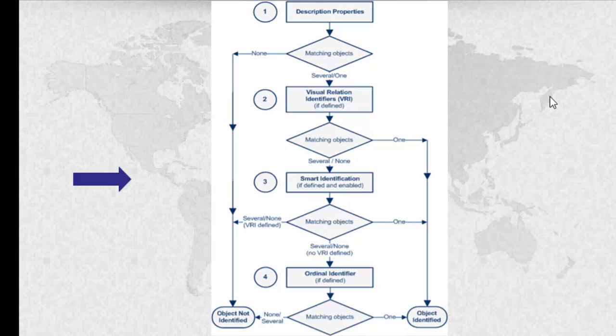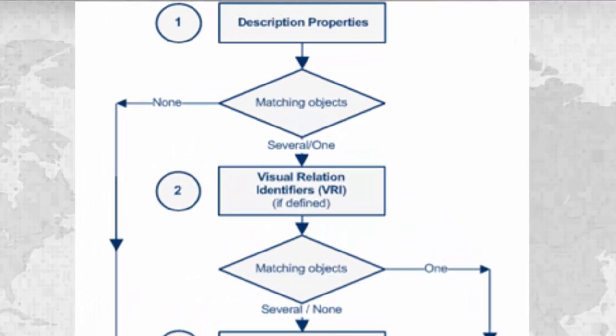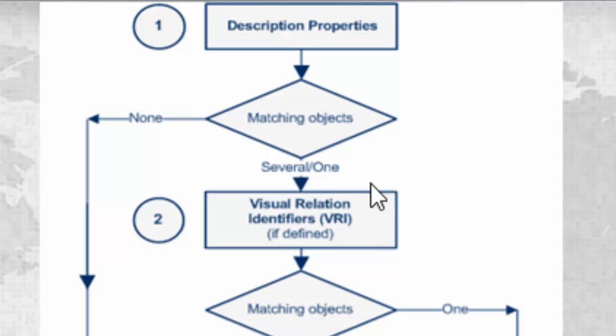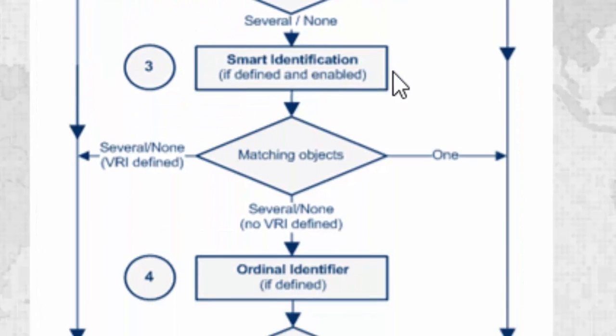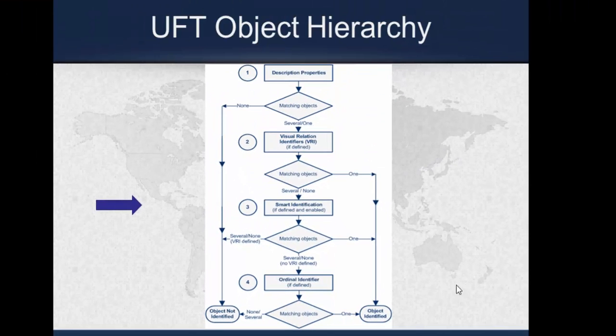Now you can see the flow chart of the UFT object identification mechanism. The first one is the description property. The description property is nothing but the mandatory and the assistive properties. In addition to that, we have visual relation identifier, smart identification, and ordinal identifier, which will be explained in the upcoming session.